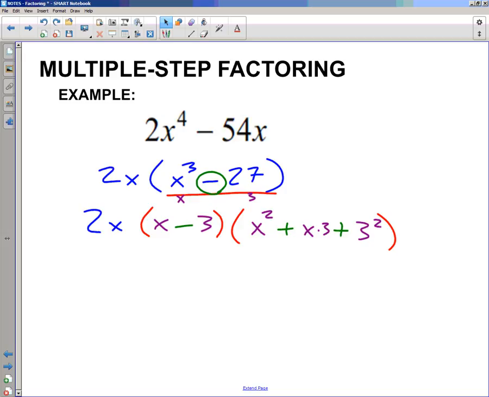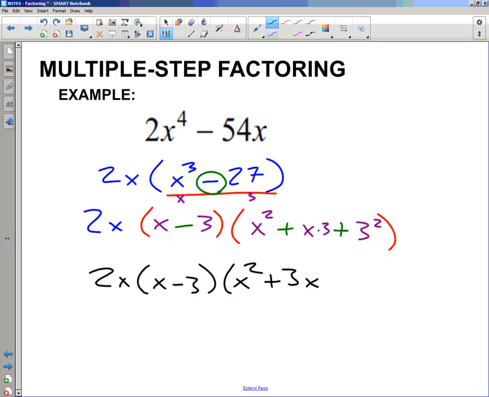So let's go ahead and simplify this out a little bit. We've got 2x, and then we've got x minus 3. We've got x squared plus 3x plus 9. All right, so we have just created 2 new factors, x minus 3 and x squared plus 3x plus 9. We should check and see if we can factor those any further.